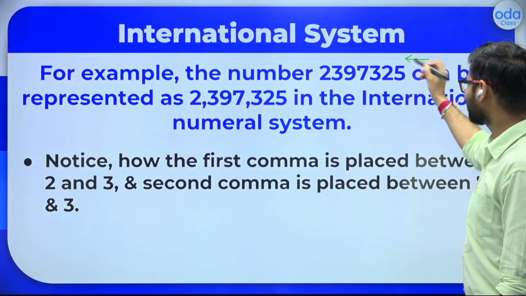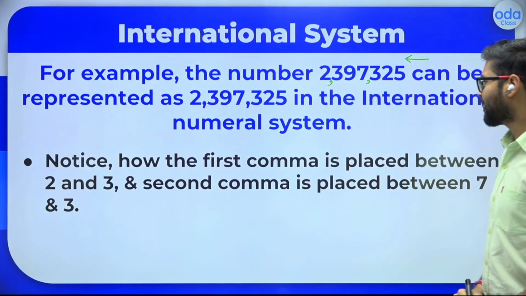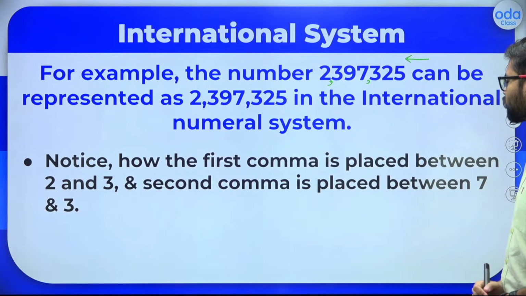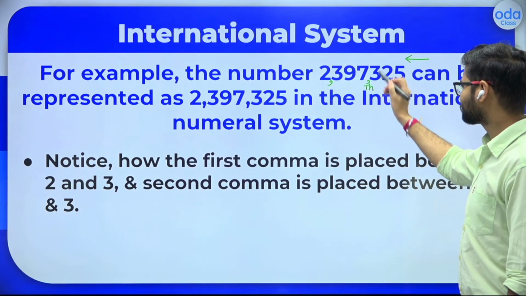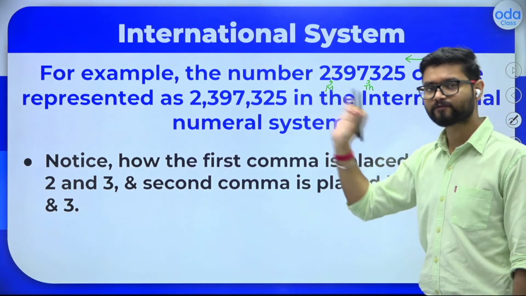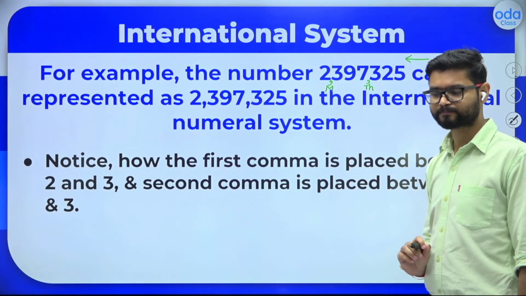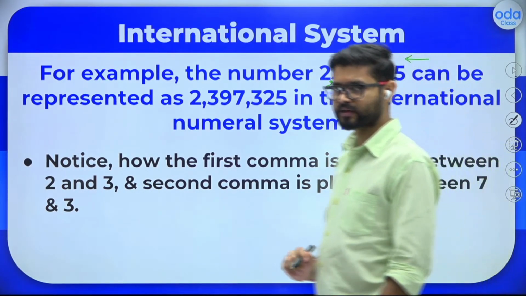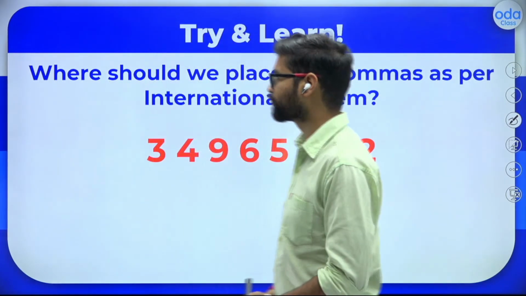Starting from the right hand side, after every 3 digits, place a comma. The first comma is for thousand, the second comma is for million. If we have one more comma, that would be for billion. Clear? Okay, let's do one example. You will be able to understand this in a better way.